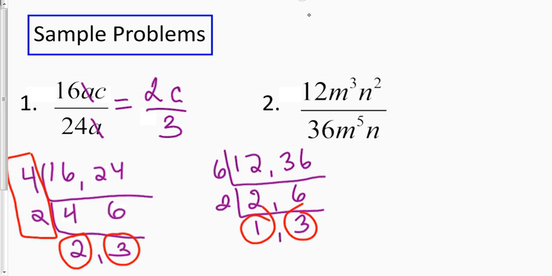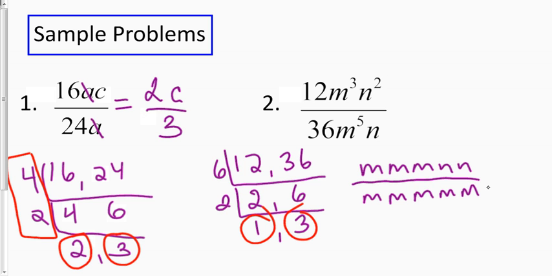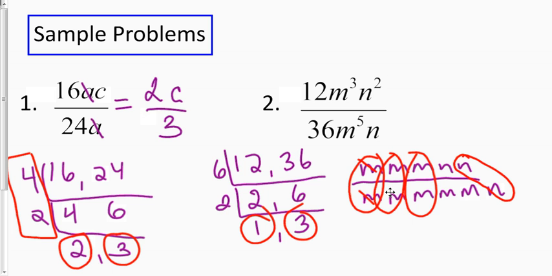And then if I want to look at what m to the third n squared really means, right? M to the third n squared really means m times m times m times n times n. And m to the fifth n is going to be 5 m's and 1 n here. All right, so what do they have in common? They have 1, 2, 3 m's in common and 1 n in common. And if I cancel out all the factors that they have in common, I'm left with my simplified fraction here, which is going to be n over m squared.